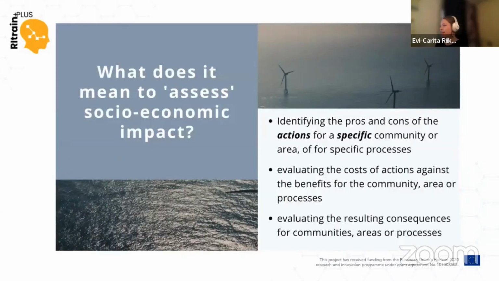And what does it then mean to assess the socioeconomic impact? Again, it varies between the RIs, but in broad terms, it is about identifying the pros and cons of these actions for, again, the specific community or area, or for specific processes. It's about evaluating the costs of actions against the benefits for the community or, again, the area or processes. And it's, again, about evaluating the resulting consequences. So it's also a useful framework to think about when planning an impact assessment.